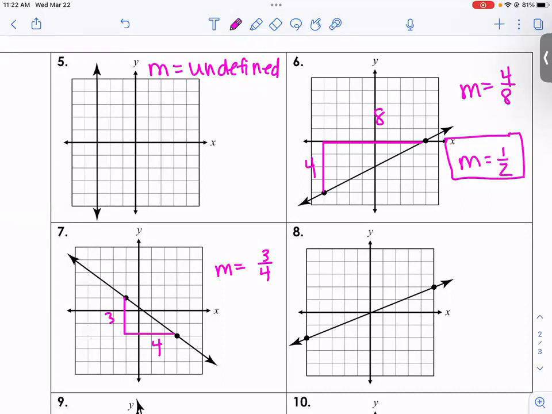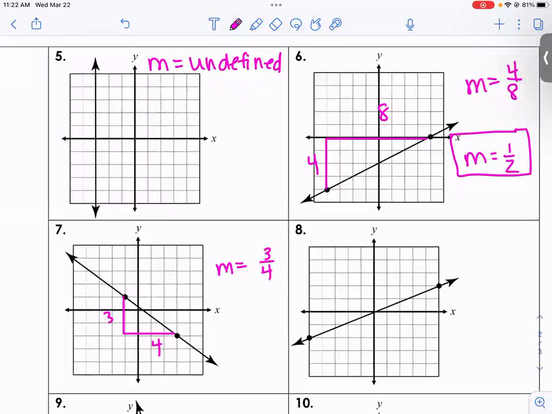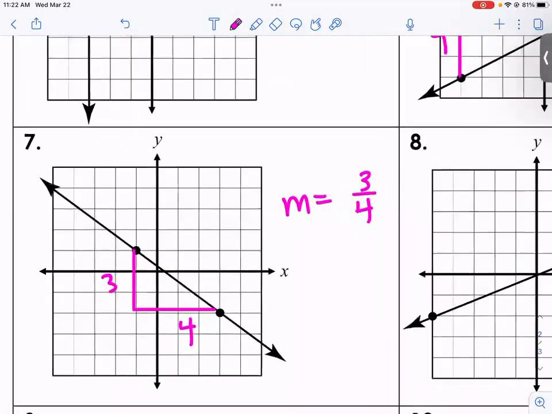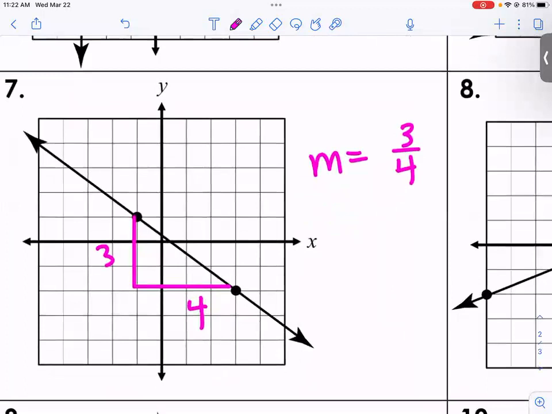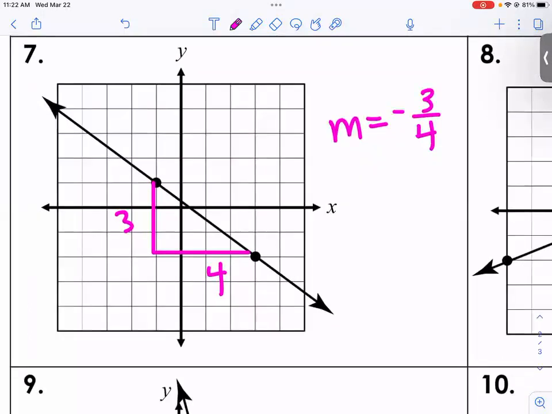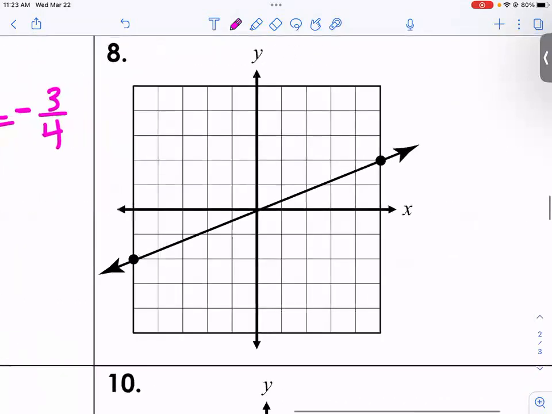I'm waiting on number 7. Negative slope. Trent, do you agree it should be negative slope? Okay, this is a negative slope. It would be nice to ski down that hill. All right, and then number 8.